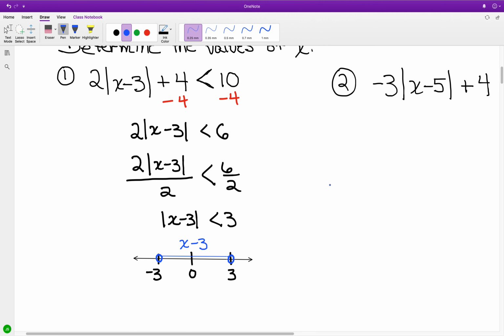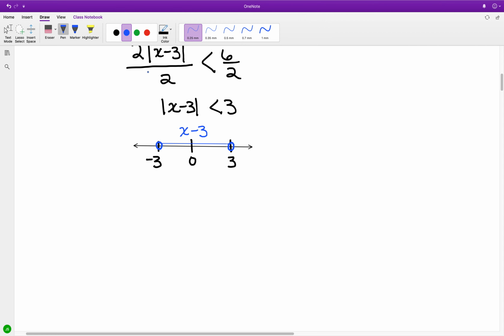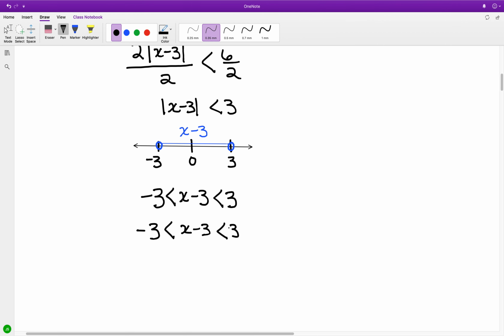And transitioning from the absolute value inequality to an inequality, in this setting we're now going to have that negative 3 is less than x minus 3, which in turn is going to be less than positive 3. And if we look at isolating x, for all portions of the compound inequality, we're going to add 3.